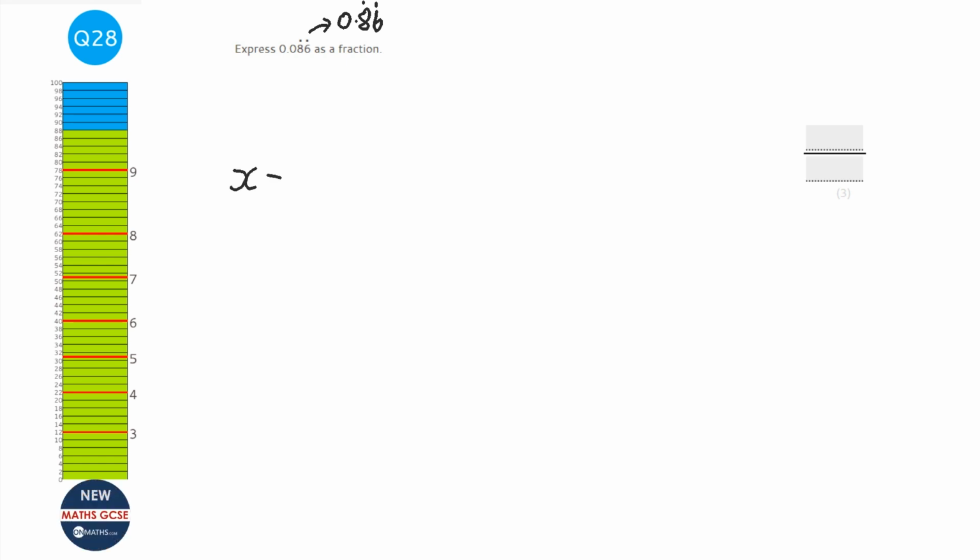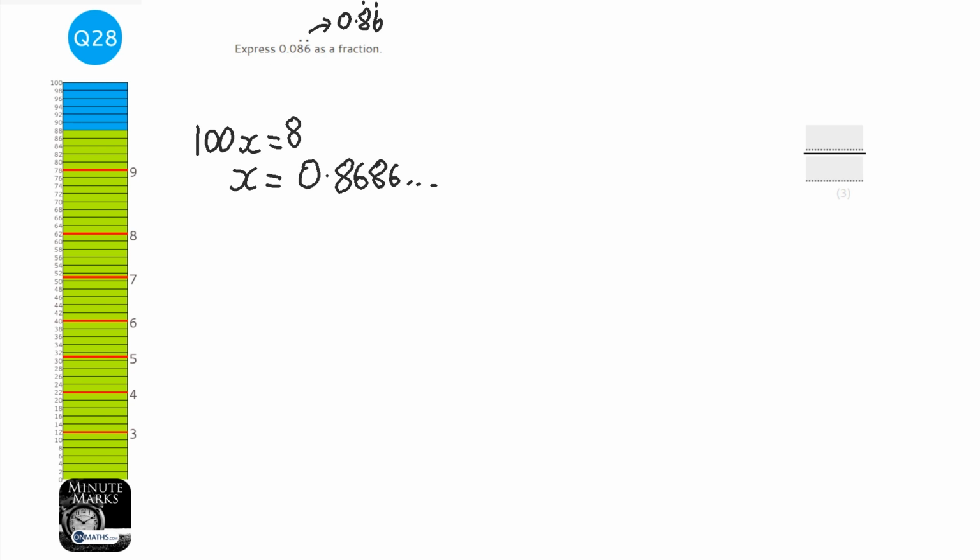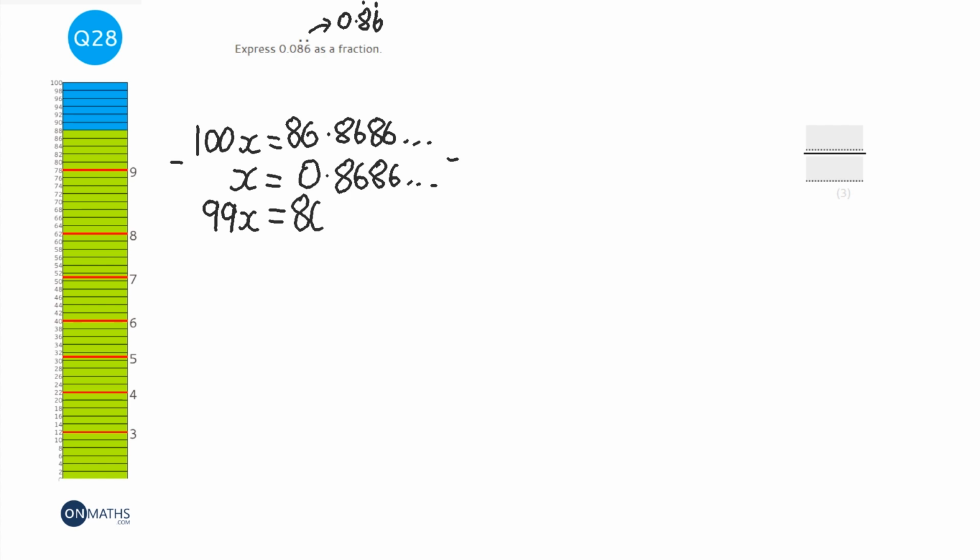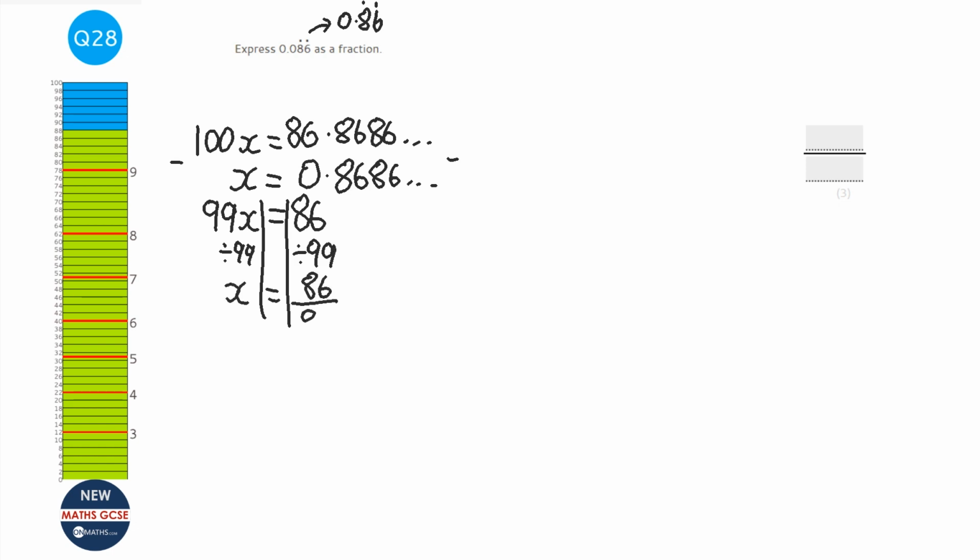Okay, so a way of doing this is get x equal to 0.8686 recurring. Now we need to bring that 86 in front of the decimal point, so I'm going to times it by 100. So I'm going to work out 100x is 86.8686 recurring. And then what you do is you just take away going downwards. The reason we do that you will see in a second. So 99x, because it's 100x take away x, which is 99x, and it's 86 point recurring pattern take away 0 point recurring pattern. The recurring patterns take away, so we're just left with 86. I'm then going to divide both sides by 99. So it's x equals 86 over 99.